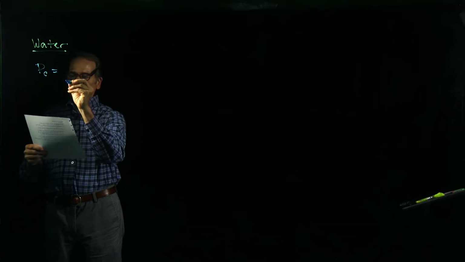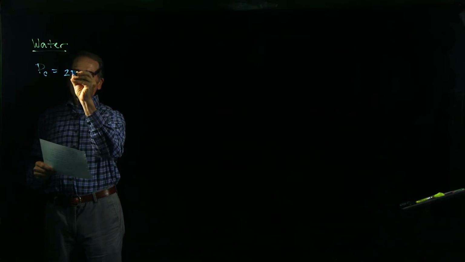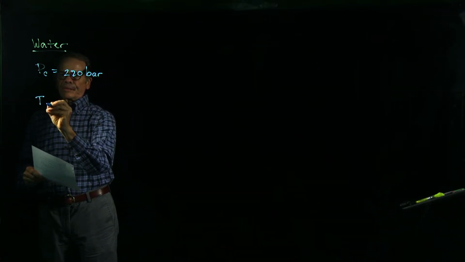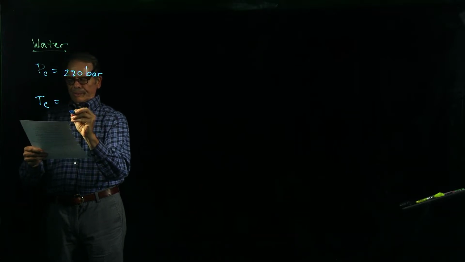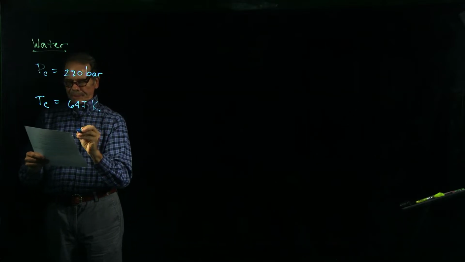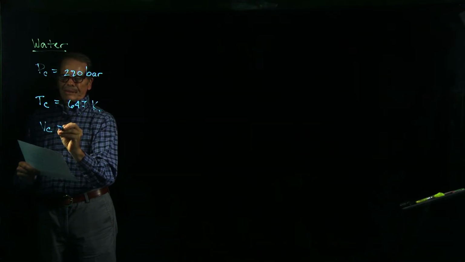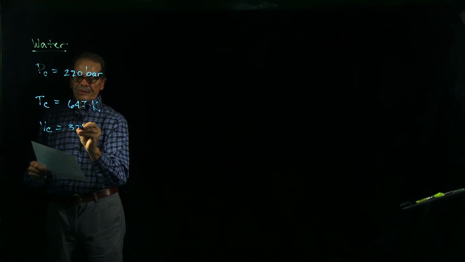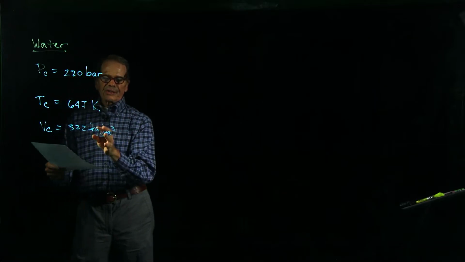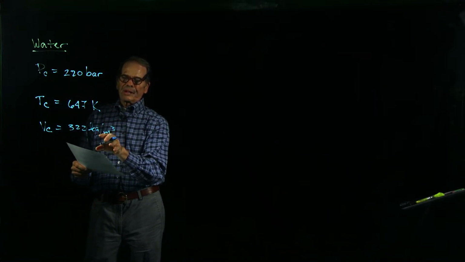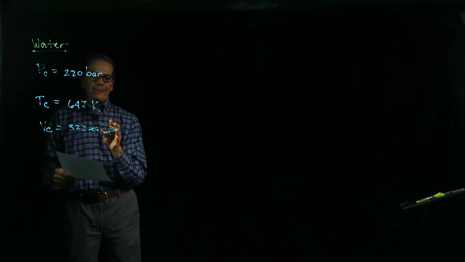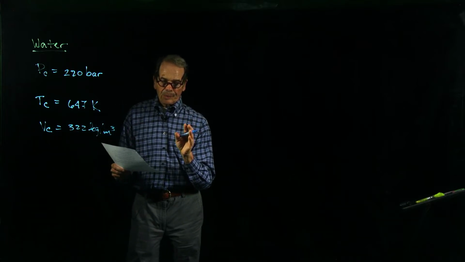Its critical pressure is about 220 bar. Its critical temperature is about 647 Kelvin. Its critical volume at that point is 322 kilograms per cubic meter. And remember, the density is about 1,000 kilograms per cubic meter, so it's about 1/3 the conditions.